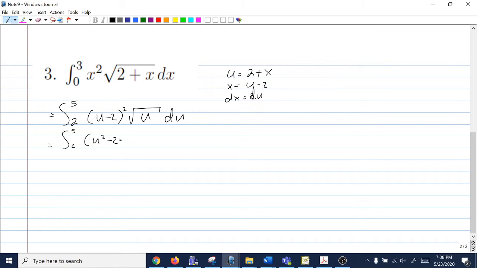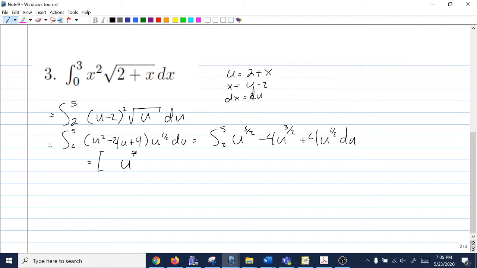u squared minus 4u plus 4, times u to the 1/2. Push in the power of a half. I get u to the 5/2 minus 4u to the 3/2 plus 4u to the 1/2 du. I don't have to convert back to x's because this one's a definite integral.